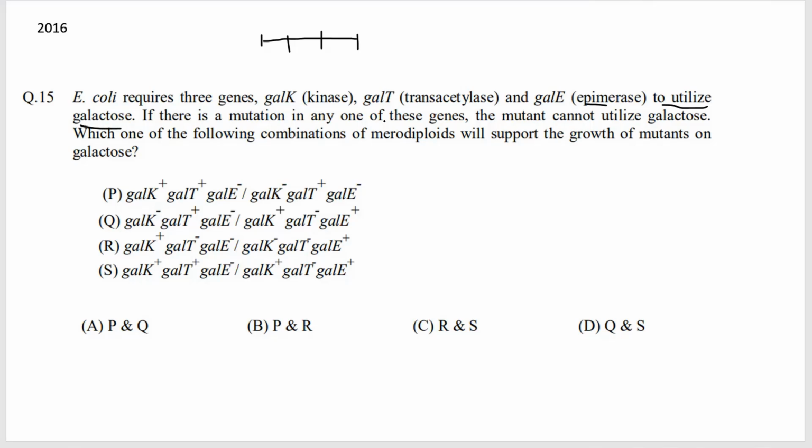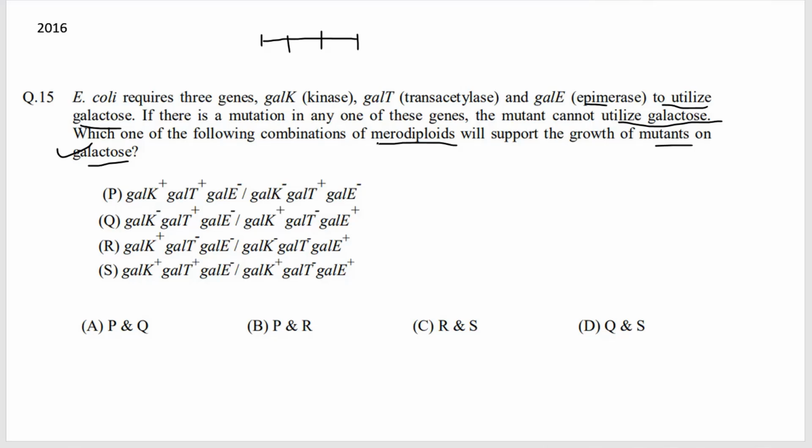If there is a mutation in any one of these genes, then the mutant cannot utilize galactose. So the mutant will not be able to use galactose if any of these three genes are mutated. Which one of the following combinations of merodiploids will support the growth of mutants on galactose? Galactose is the only sugar source here.